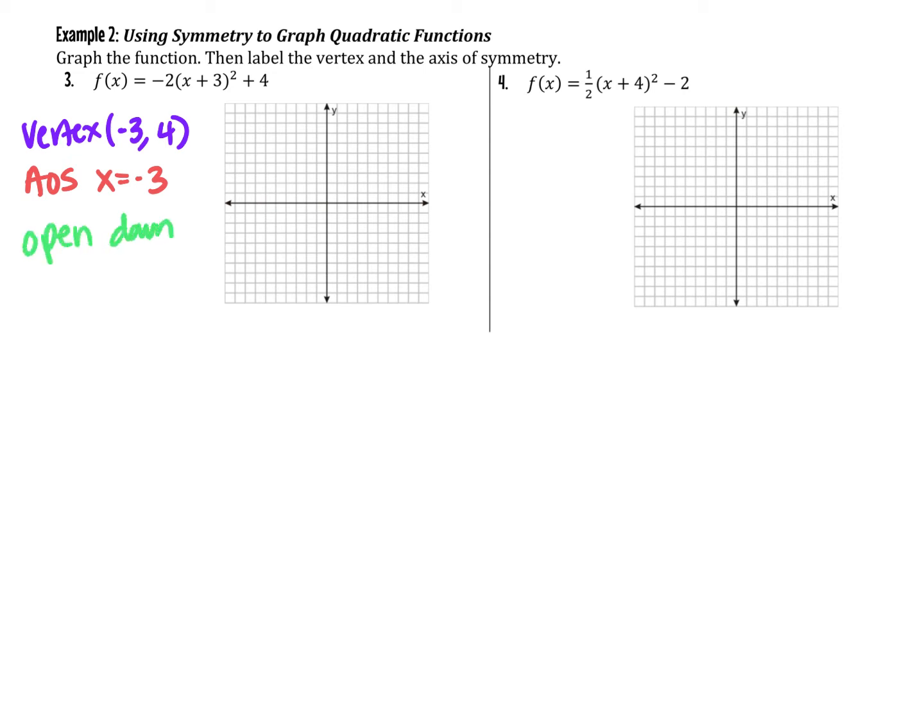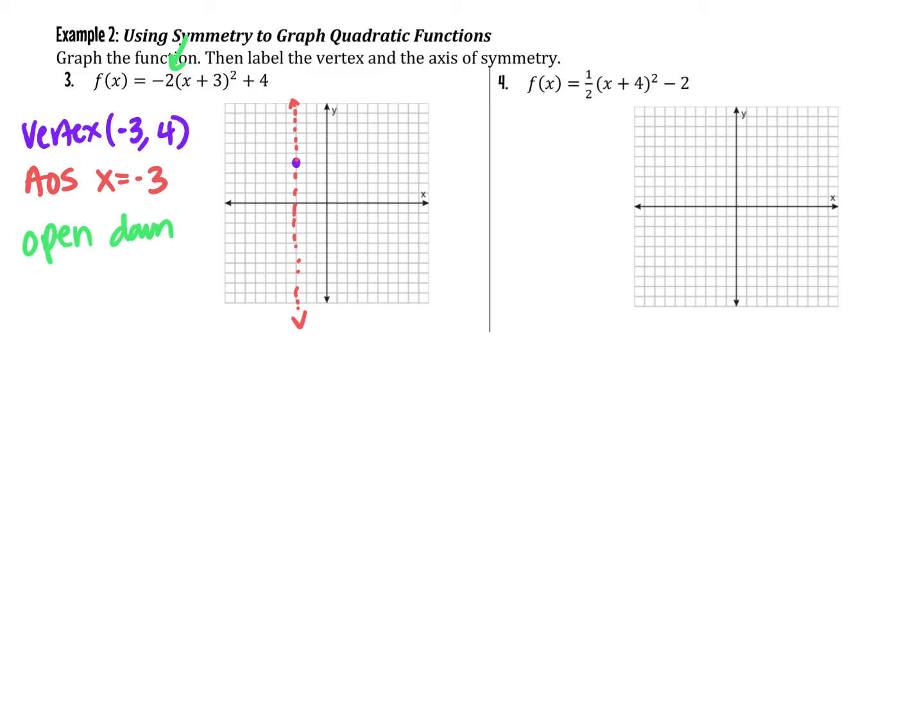Now there's also a vertical stretch that's happening that's going to play a part when we are graphing. But what I really want to focus on first here is let's go ahead and plot the vertex and the axis of symmetry. So (-3, 4), 1, 2, 3, 4. I'm going to draw a little dotted line here indicating that this is the axis of symmetry. This is going to help us because anytime we plot a point on one side of that axis of symmetry, we can reflect it over to the other side.